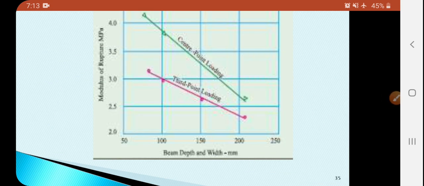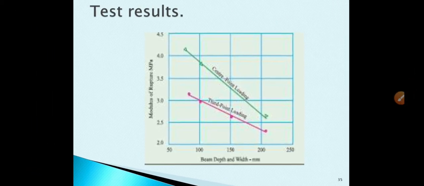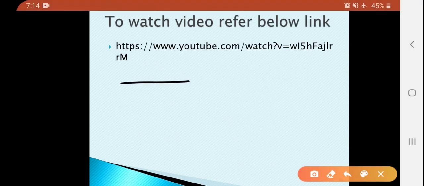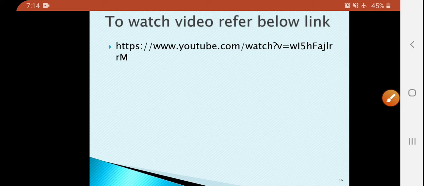By adopting this technique, while designing beams in large areas or multi-storey structures, by providing the depth of the beam we can say that the structural element is safe. So if we provide more depth of the beam, we can expect less modulus of rupture. I have provided a link here; you can go through the link and the video will appear on the screen.